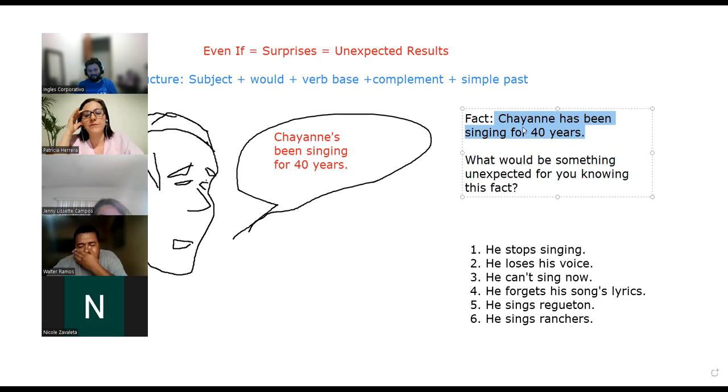So, again, right? ¿Qué le sorprendería de alguien que ha estado cantando por 40 años? A mí me sorprendería que ya no sepa cantar, right?